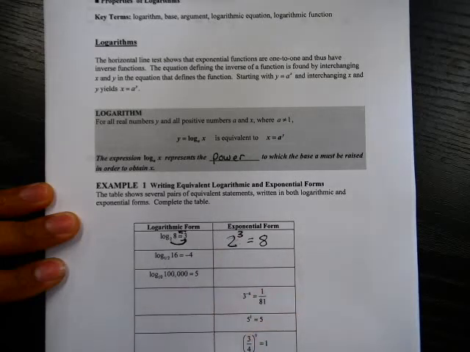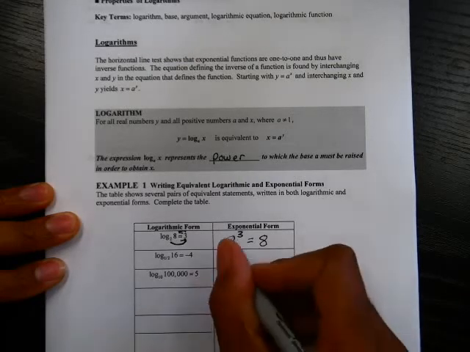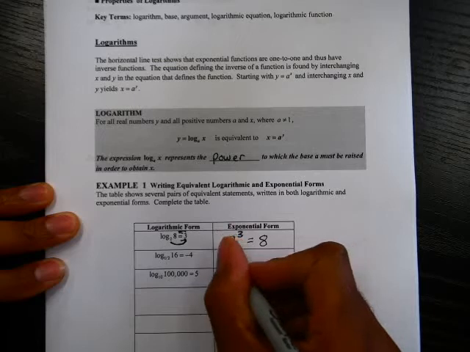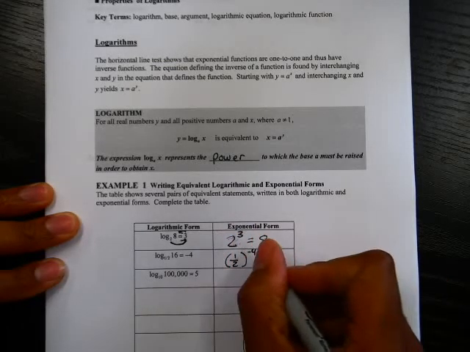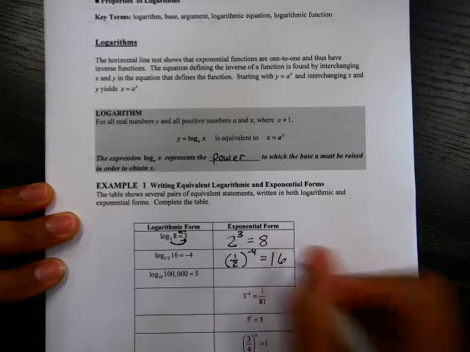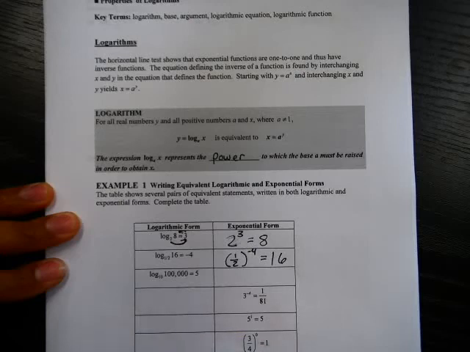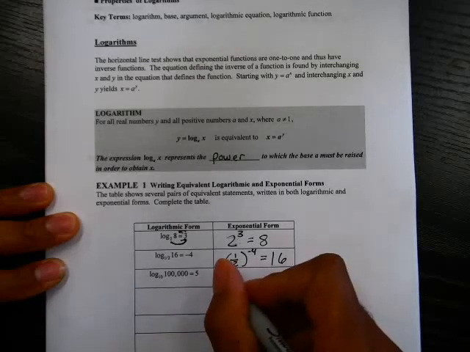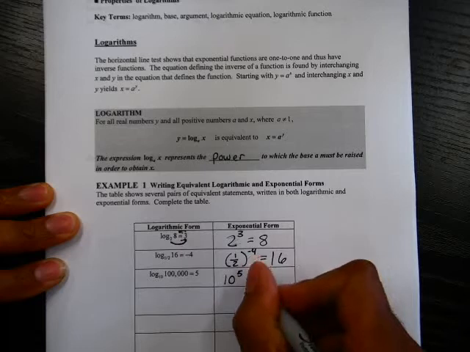So if you look at this next one, you have log base 1/2 of 16 is equal to -4. Well, the exponential form of that is 1/2 to the -4 power is equal to 16. Okay? And the same holds true with the next one. If you have log base 10 of 100,000 equals 5, well, that's 10 to the 5th power is equal to 100,000.